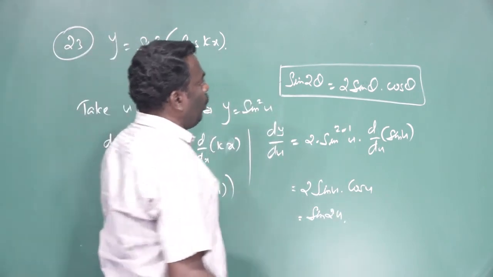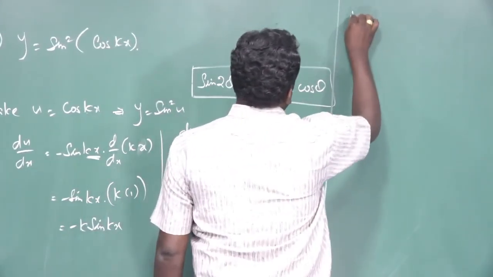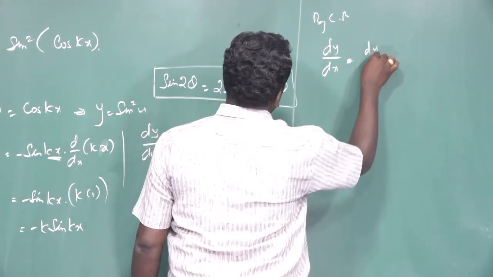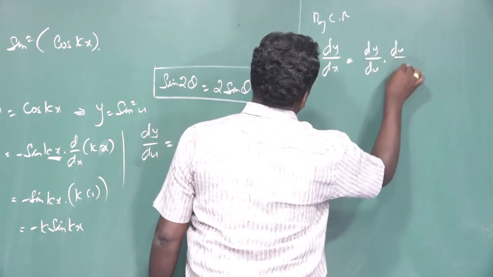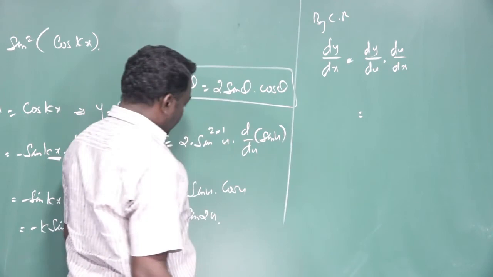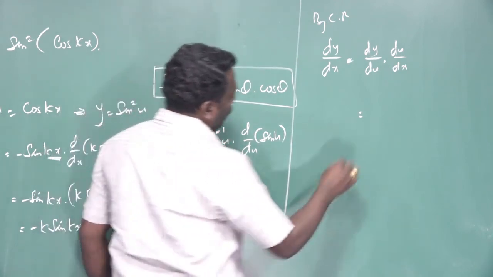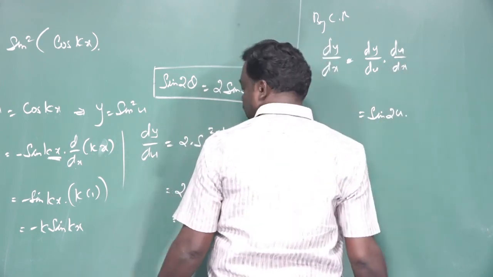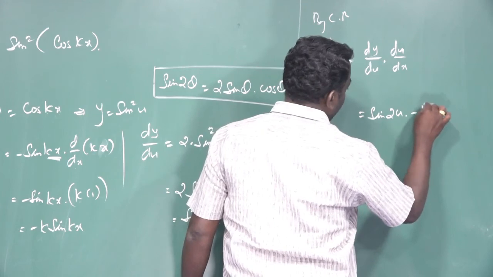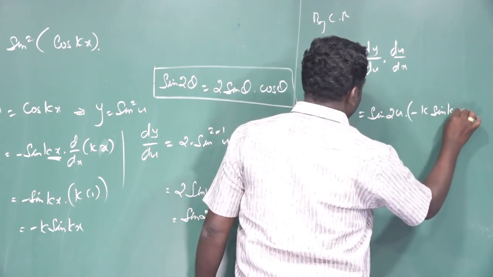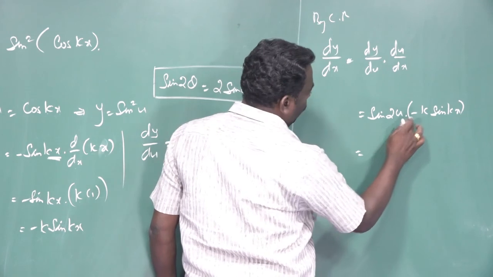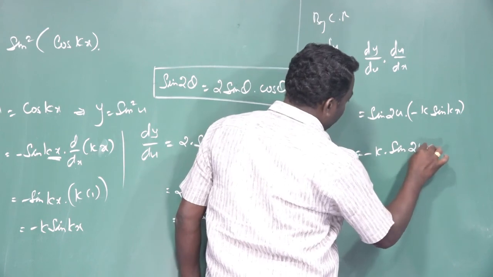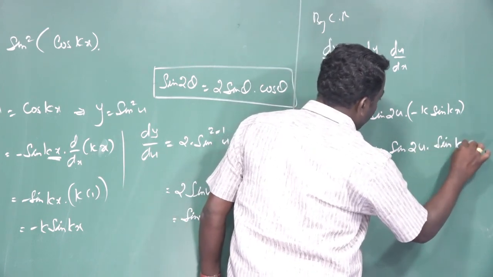Now applying the chain rule. What is the chain rule? By applying the chain rule, dy by dx is equal to dy by du into du by dx. Here dy by du equals sin 2u, and du by dx equals minus k into sin kx. Therefore dy by dx equals minus k into sin 2u into sin kx.